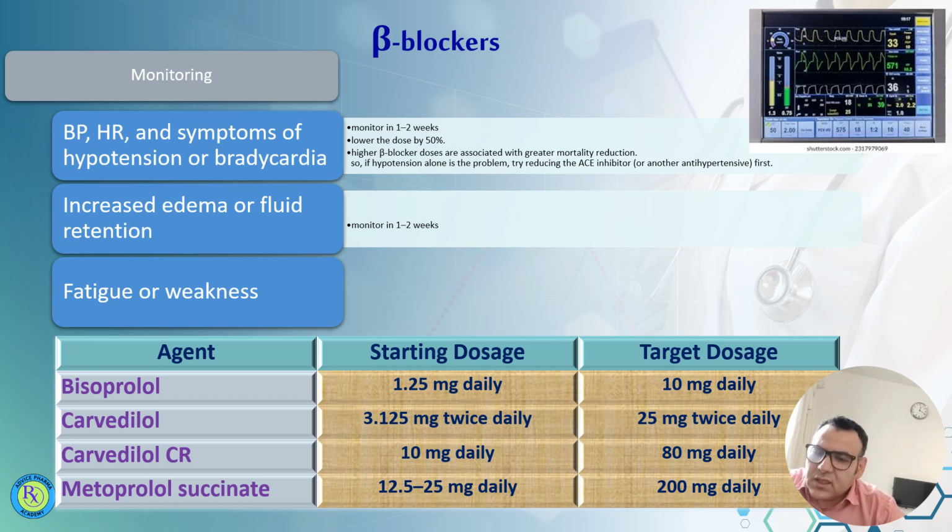What are the three agents that are approved for heart failure? Bisoprolol, carvedilol, and metoprolol succinate, with starting and target doses as mentioned here. Carvedilol is the most commonly used, with a starting dose of 3.125 twice daily and the maximum is 25 twice daily. Bisoprolol once daily 1.25 with a target dose of 10 mg daily.